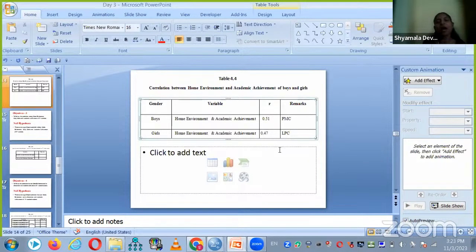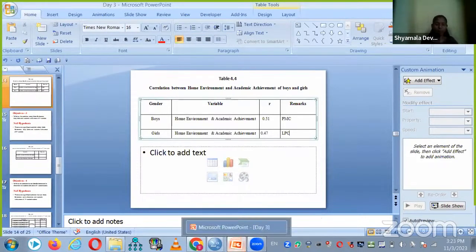From the R value, it is inferred that there exists a positive moderate correlation for home environment and academic achievement of boys. And for the second one, there exists a low positive correlation between home environment and academic achievement of girls. Is that clear? Because of time constraints, I'm not typing the interpretation. If it is clear, I will move on to the next one.